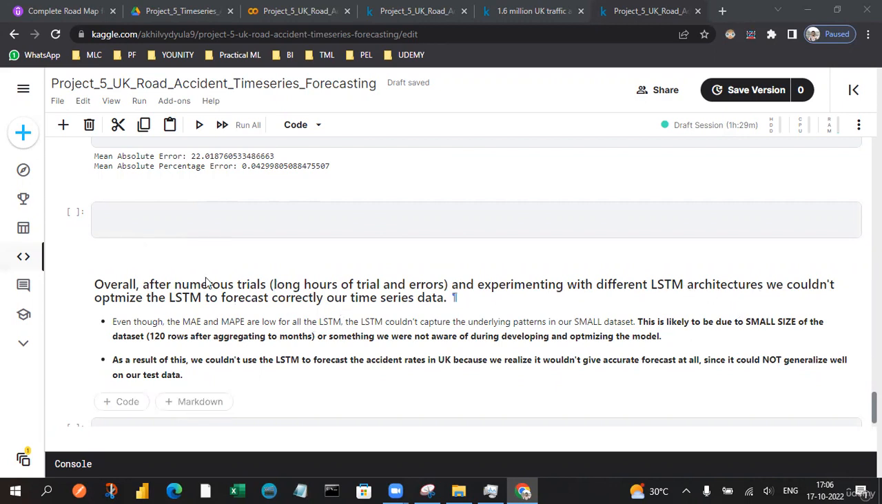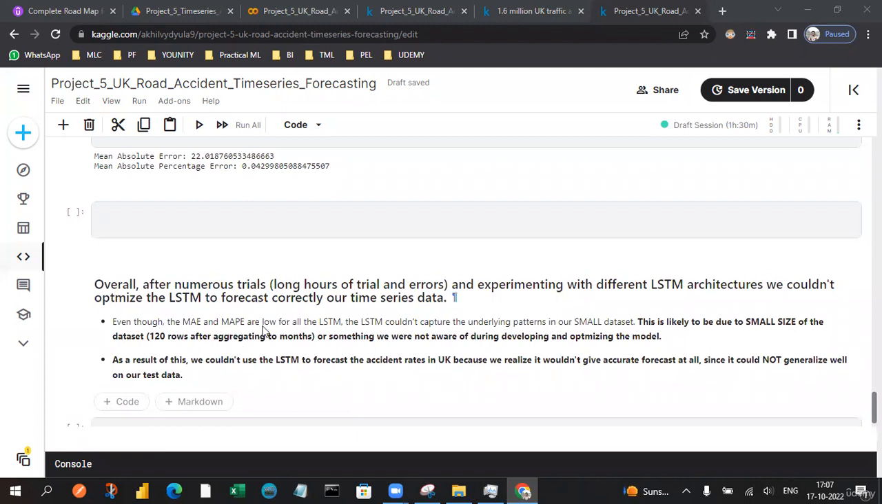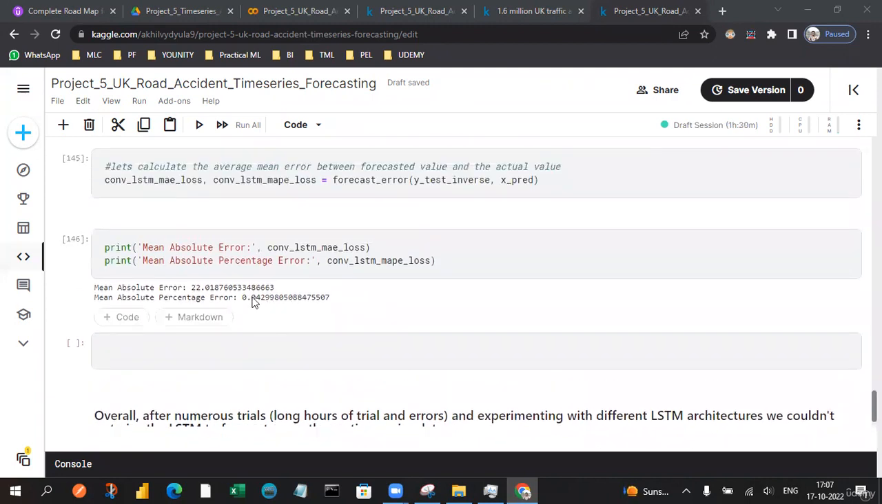So we couldn't figure out the optimization of the LSTM forecast for this kind of data set due to the small data set, unfortunately. This may have happened because of the small size of the data set, having 120 rows after aggregating all the months. Maybe in the future we will get more data for this kind of road accident time series forecasting. It couldn't generalize the data for the test set, so we cannot figure out a way for it to be productionized and predict future values much better. Thank you.